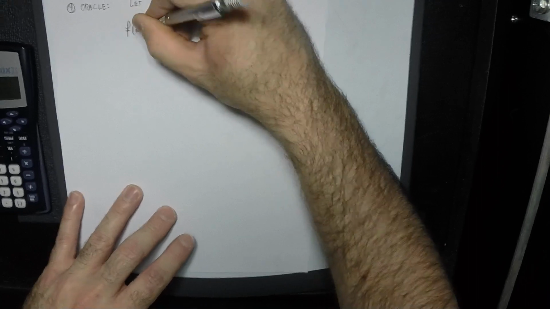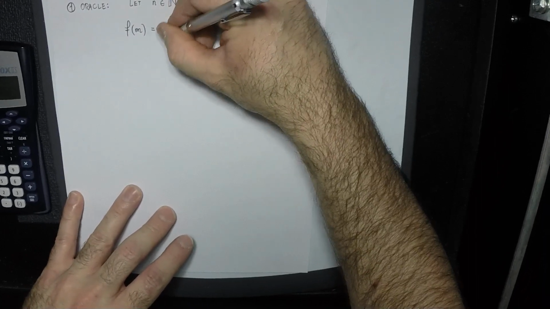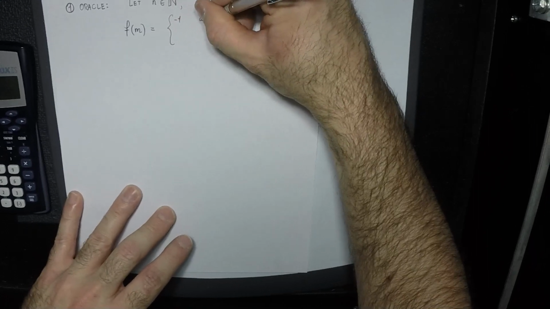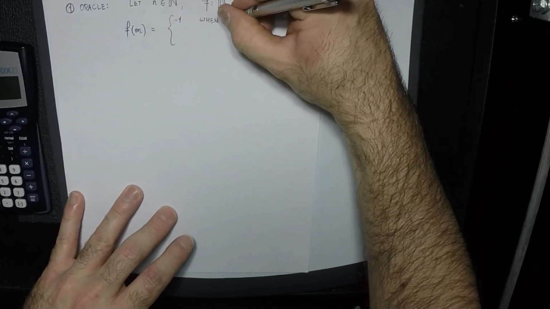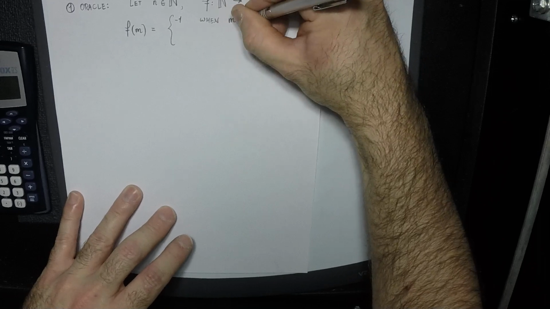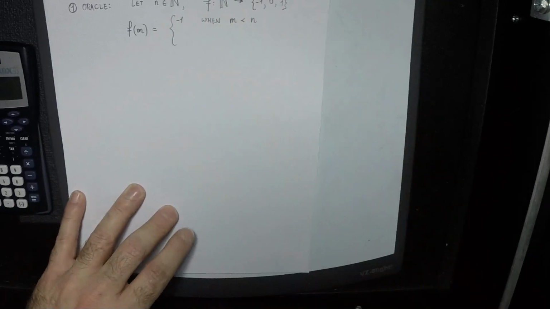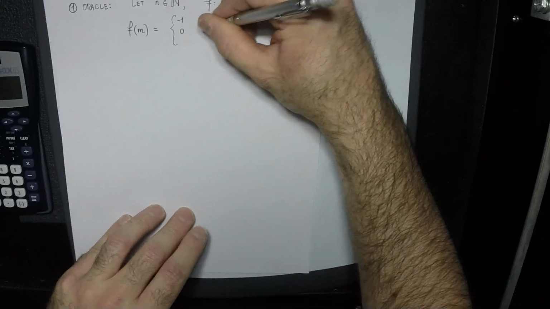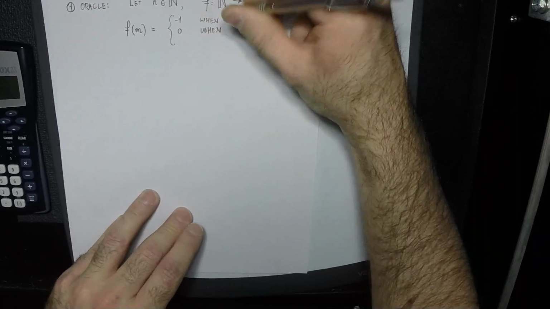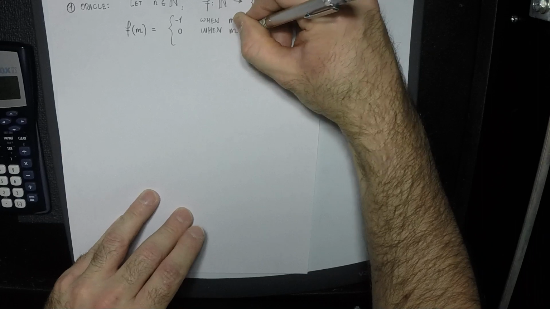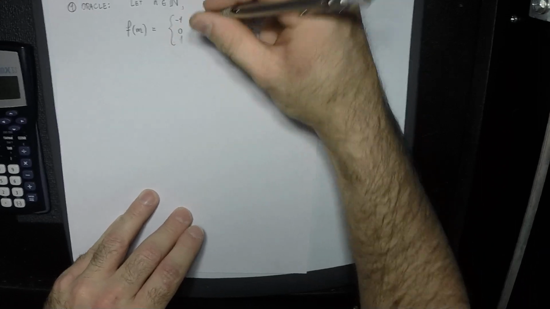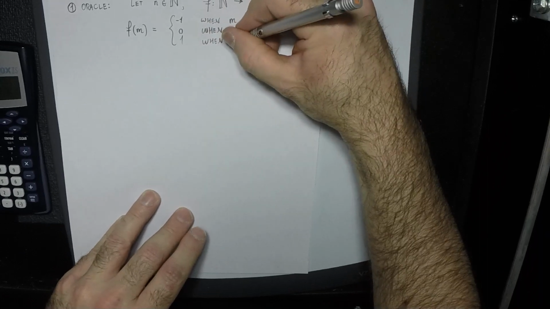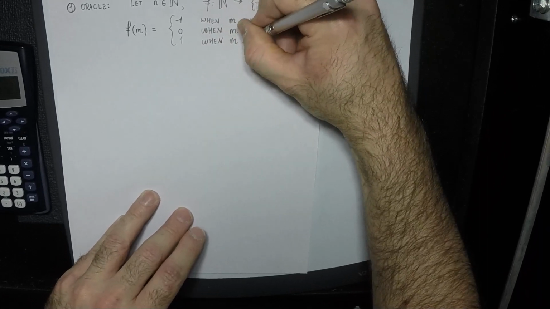F of m is -1 when m, the guess, is too small. It is 0 when m, the guess, is correct, and it is 1 when m, the guess, is too big.